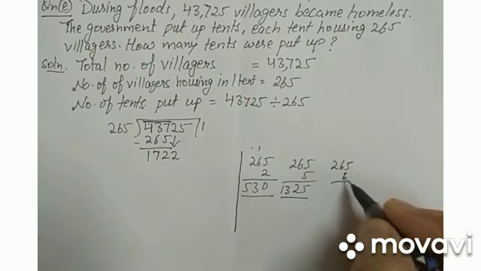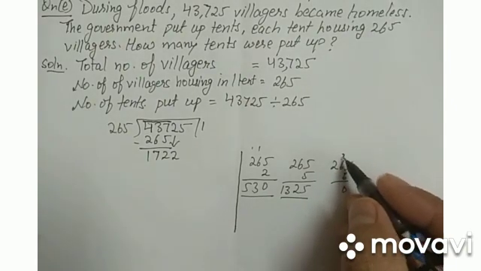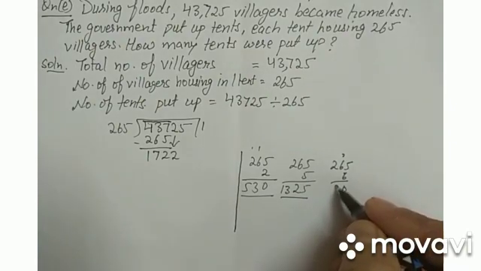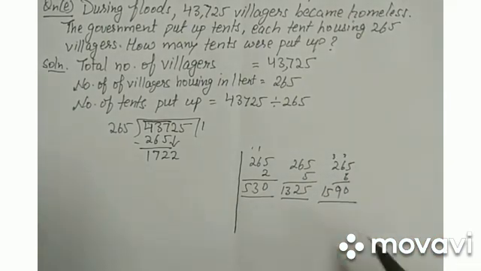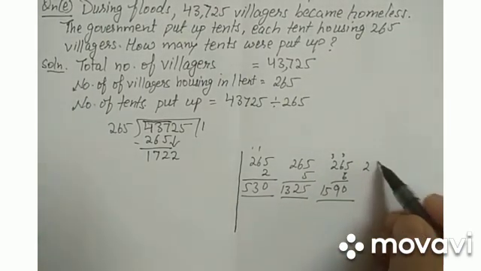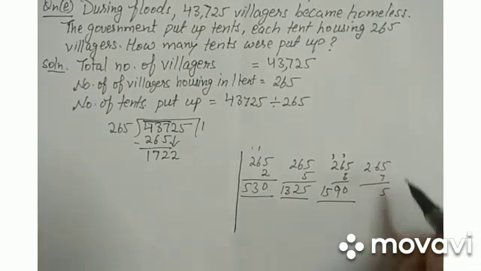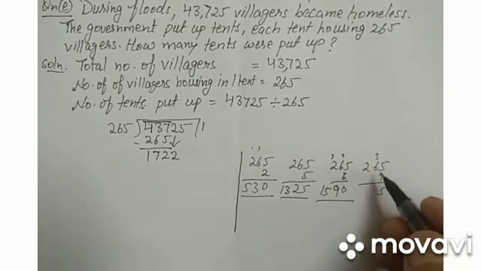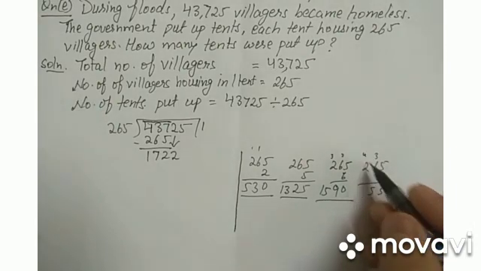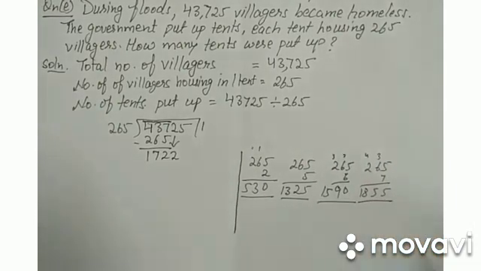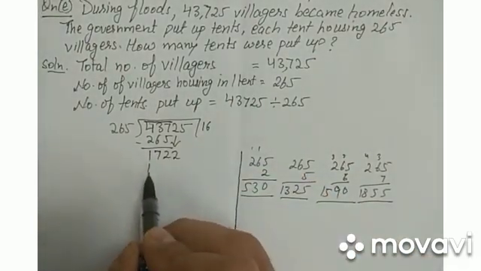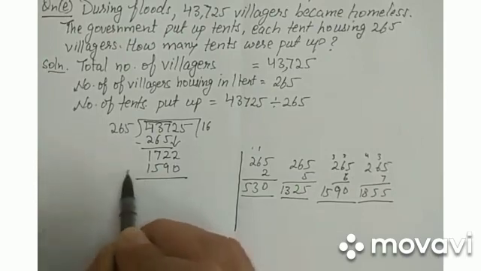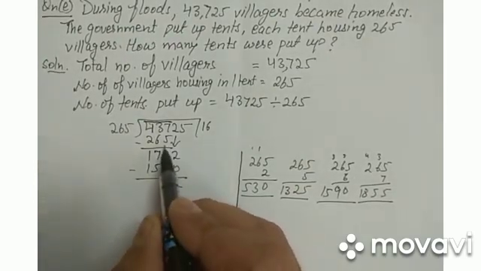6 fives are 30, 6 sixes are 36 plus 3 is 39, 6 twos are 12 plus 3 is 15, 1590. Still smaller. Then move to the next. 7 fives are 35, 7 sixes are 42, plus 3 is 45, 14 plus 4 is 18. So it is bigger than 1722. So we will multiply it by 6. So it is 1590. Subtract it. 2, now here 2 is smaller.